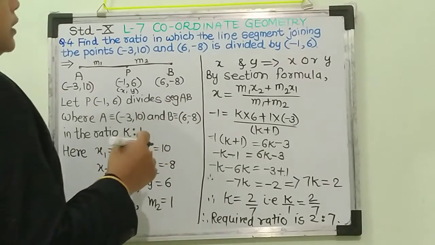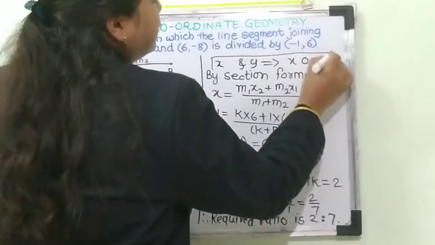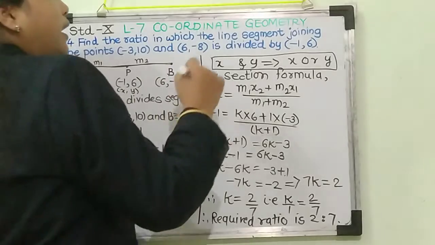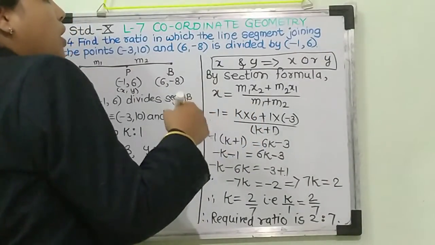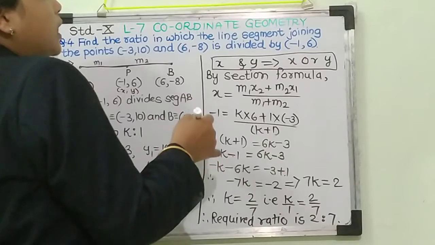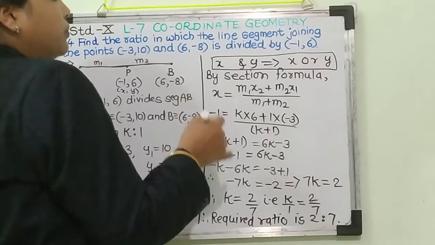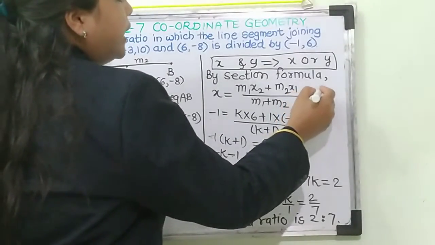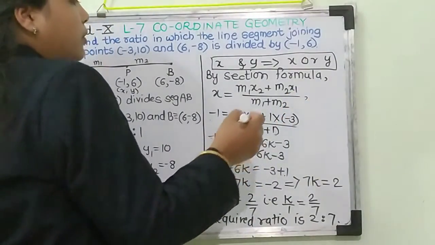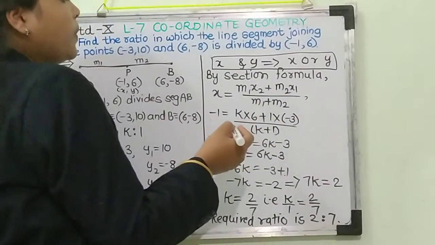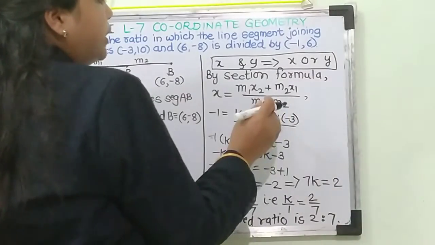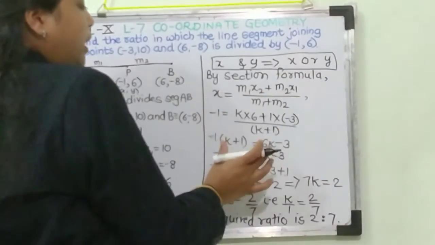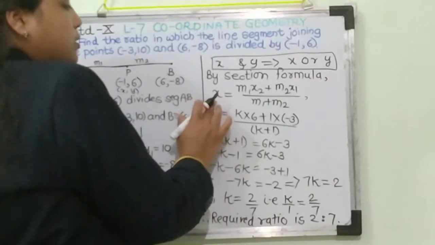After that, here we have a choice. This choice is that we can take either the x coordinate formula or the y coordinate formula from the section formula to find the ratio. So there is no need to find x and y simultaneously. To find the ratio, we can choose only one coordinate. So I choose the x coordinate here.